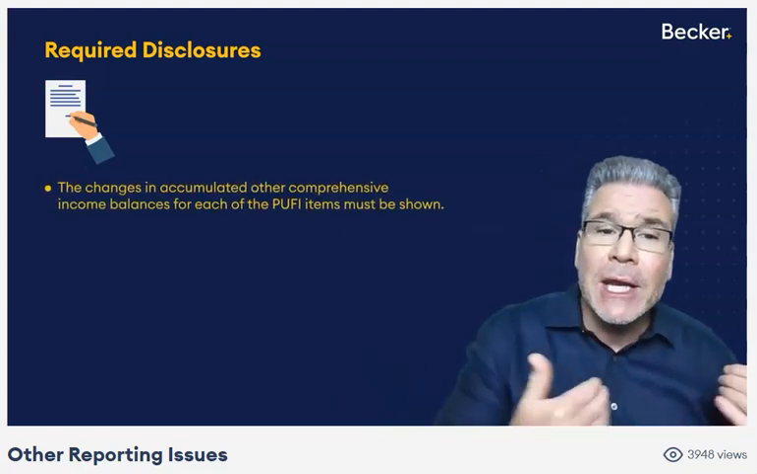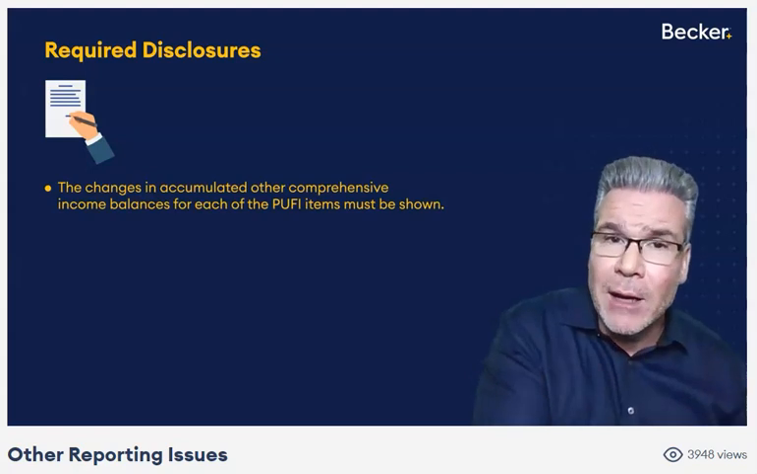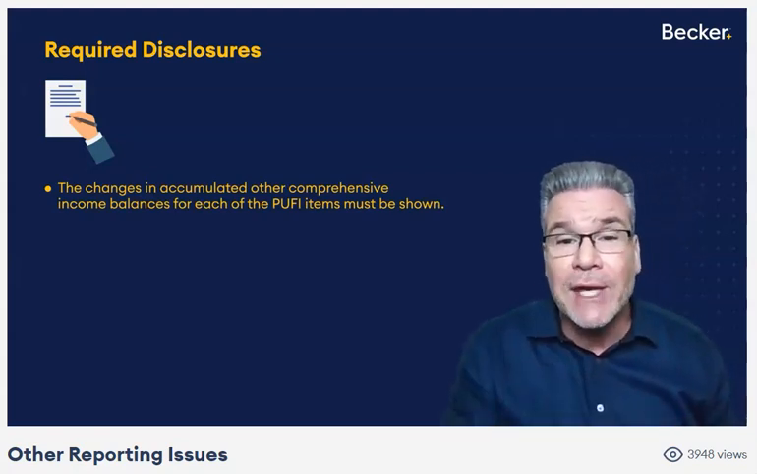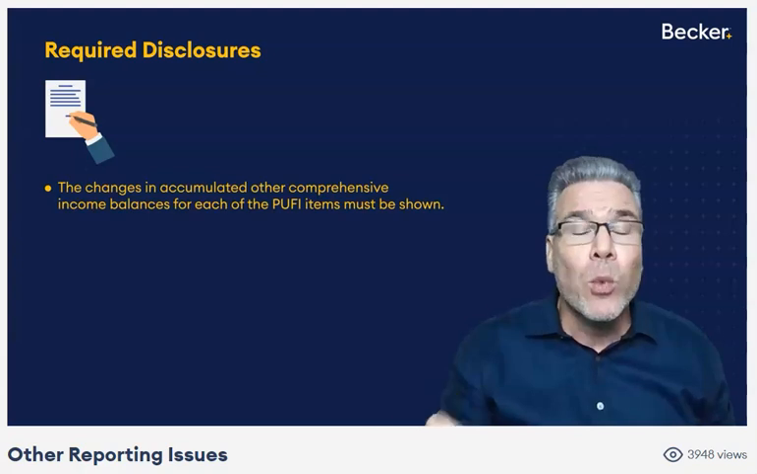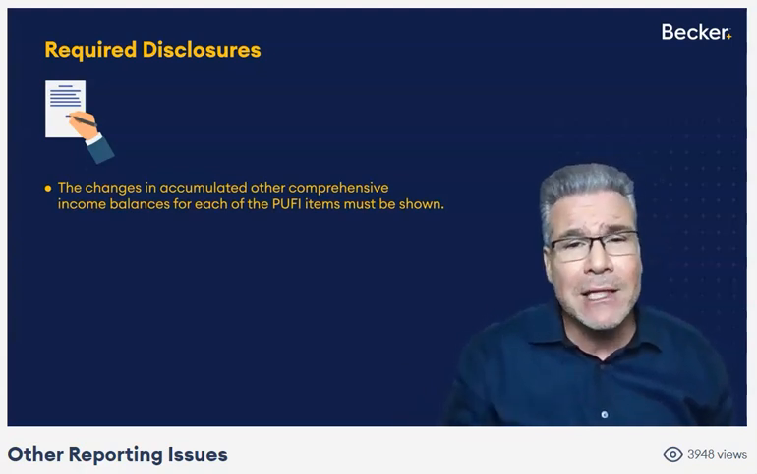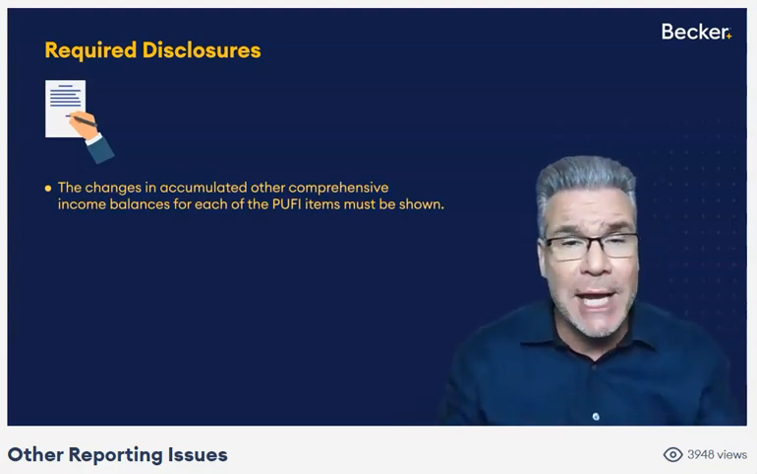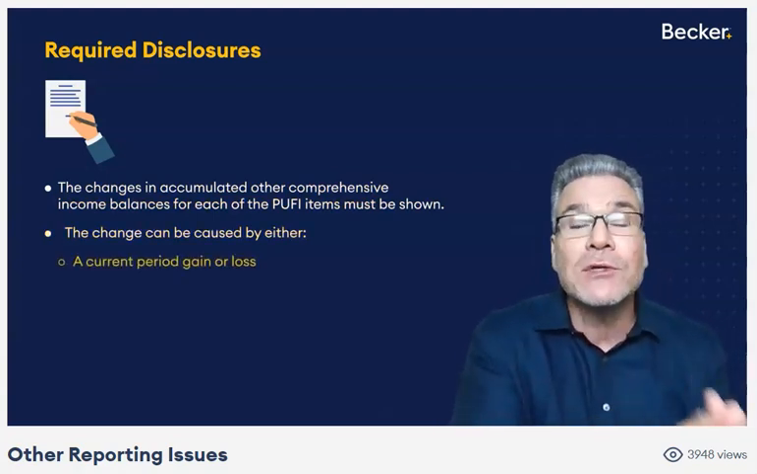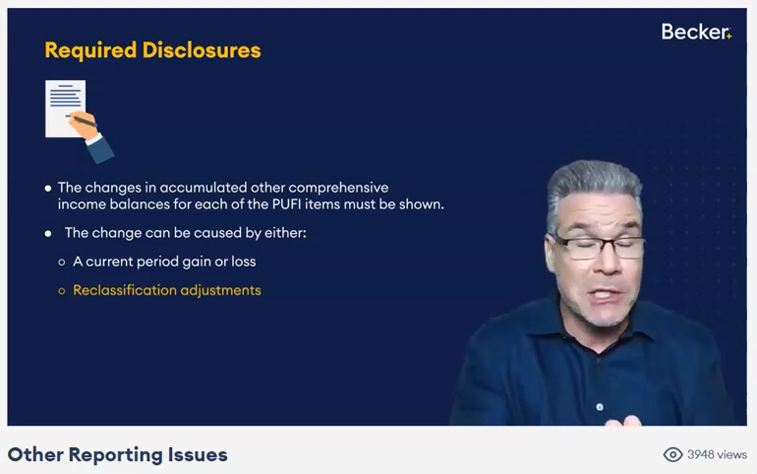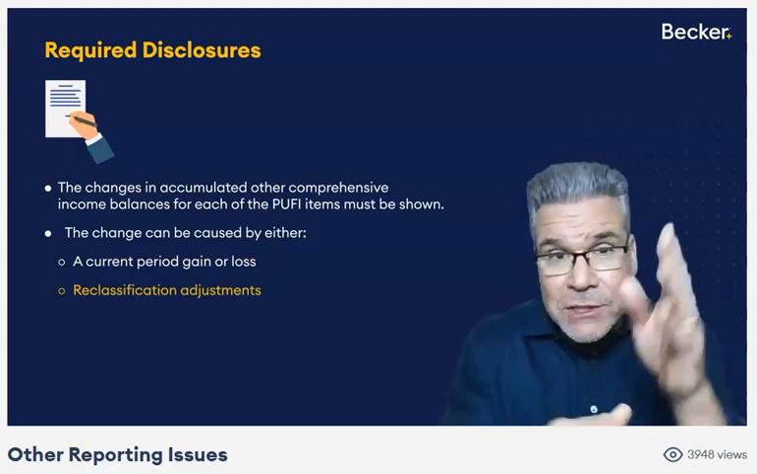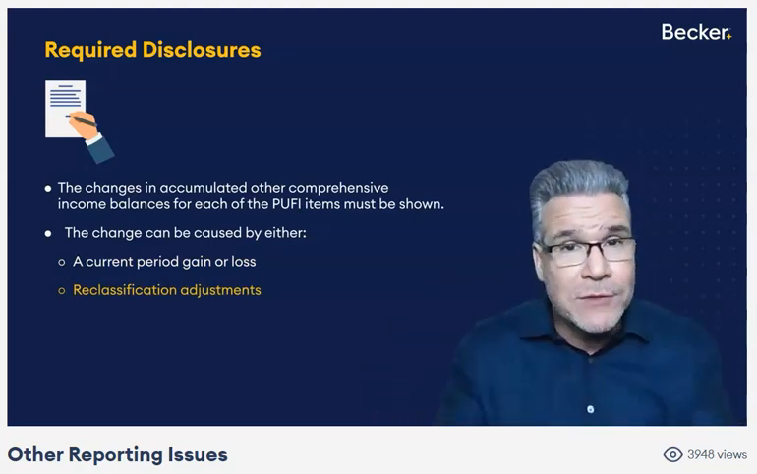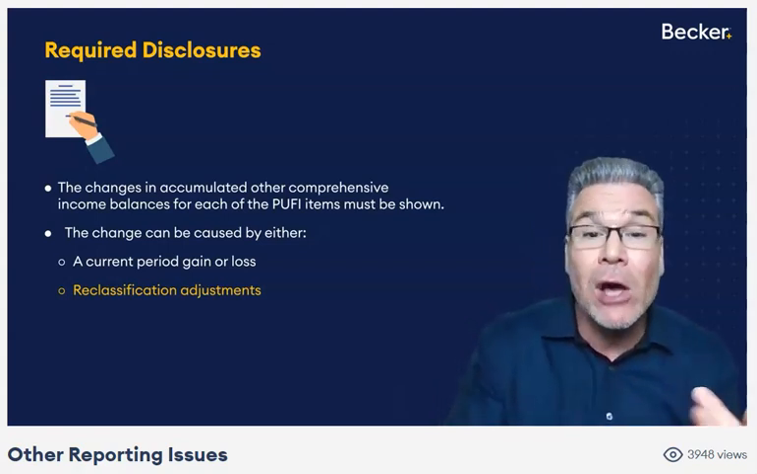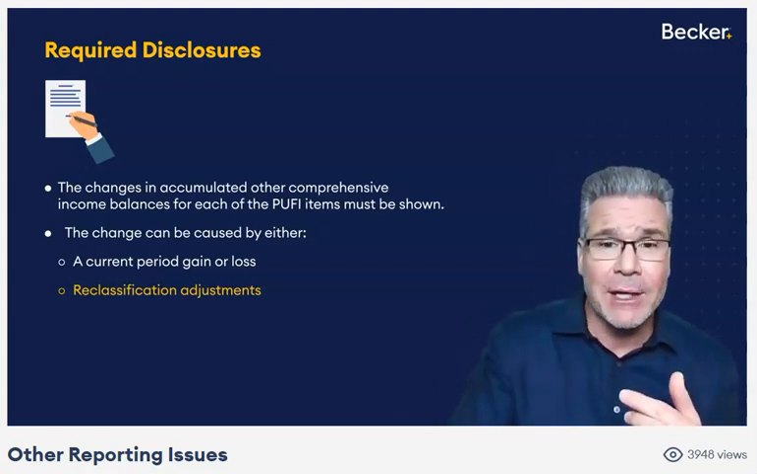Now, we've got required disclosures. The changes in accumulated other comprehensive income balances for each of the PUFI items have to be shown. We want to see why that balance for the P, the U, the F, or I changed. Was it due to a current year gain or loss, or was it due to a reclassification adjustment? It could go up or down, the balance for the P, the U, the F, or I, for one of two reasons, either a current year gain or loss, or we reclassified it, all righty?